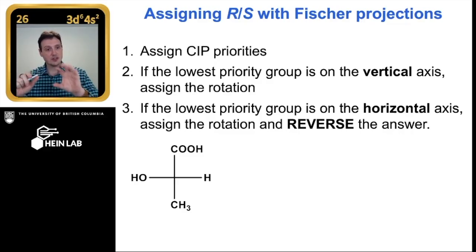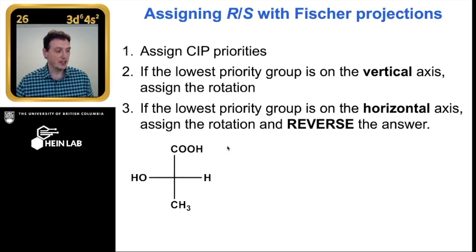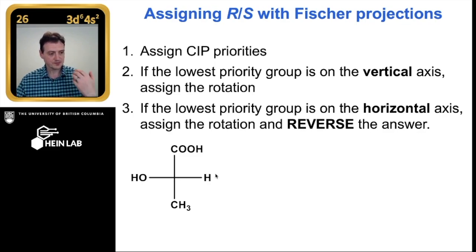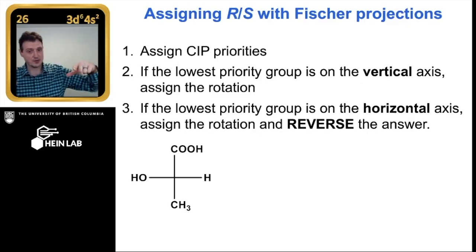The only thing you have to look at is, depending on the structure, the lowest priority group may be towards you or away from you, depending on what position it's actually in. So for right now, step one would be to take a compound like this and assign the CIP rules. If the lowest priority group is on the vertical axis, remember, if it's along the side to side, that means it's facing you, it's towards you, in which case it's the opposite rotation.